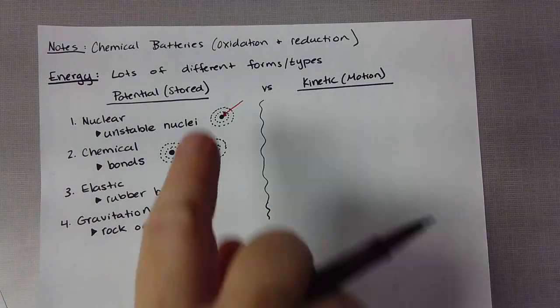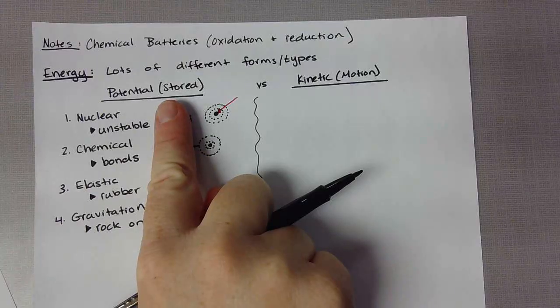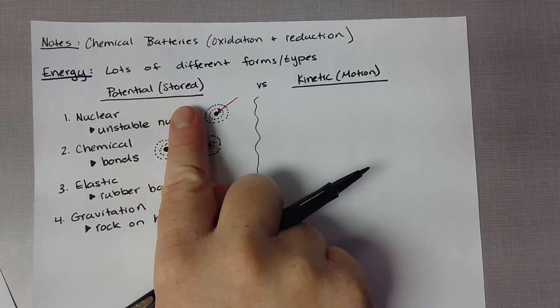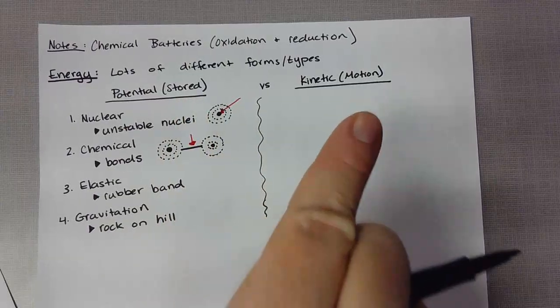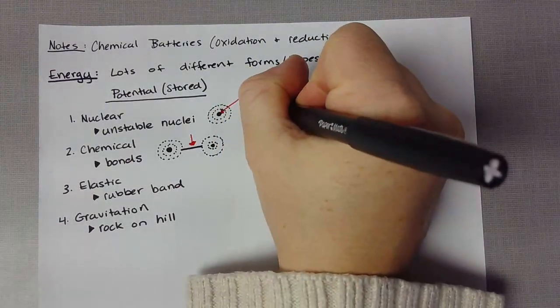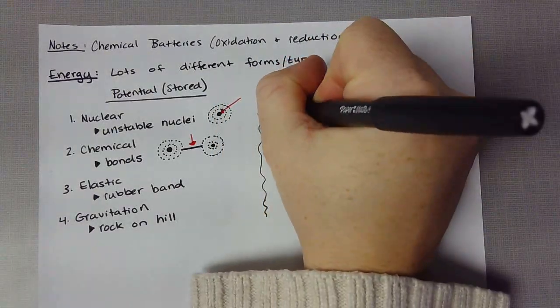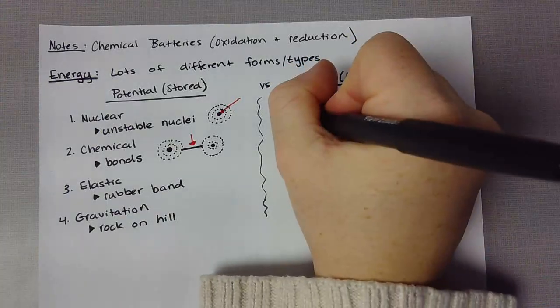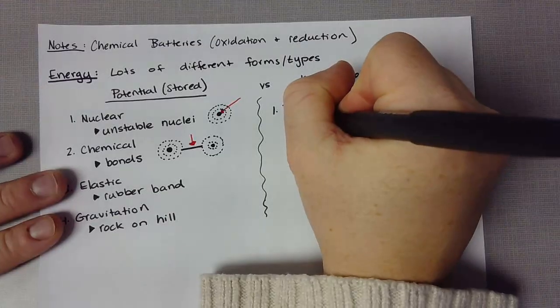All of these are stored. Nothing is moving. Once things start moving, we're no longer potential energy. We are into the kinetic energy category. So something that might start moving is particles. That creates thermal energy, which is energy relating to the movement of particles producing heat.